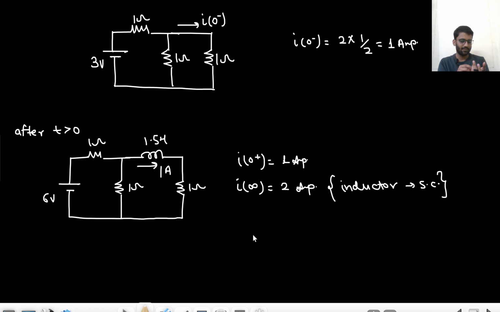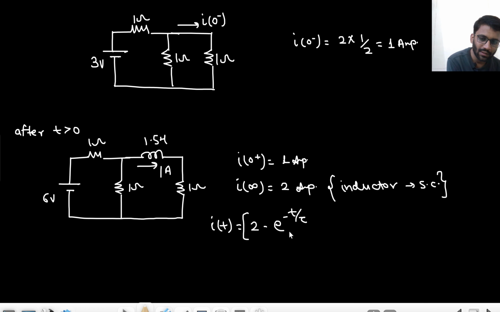Which theorem is that? Linearity. For the same circuit, I just increase the input, so I will get 2 ampere. Or you can simply find it: at steady state the inductor will be shorted, so the equivalent is 1.5, so 4 ampere current will be flowing, and that will be divided into 2 parts, so 2 ampere current will be there. So this is the current. What will be your I of t? At steady state it is 2, and initially it is 1.